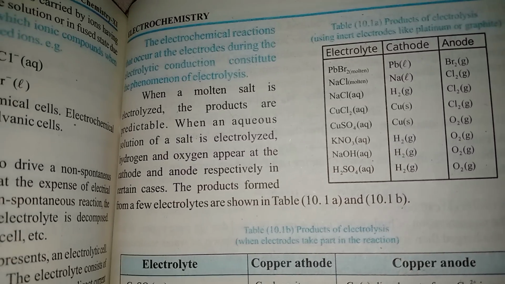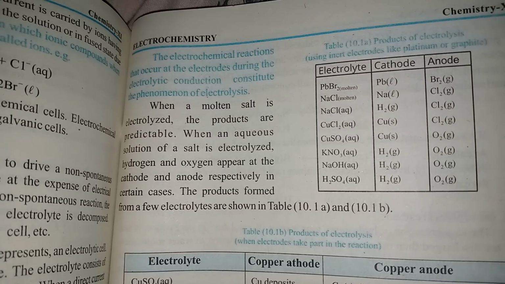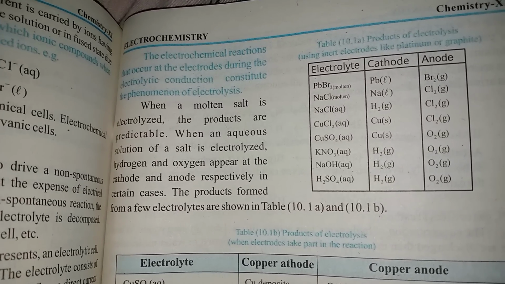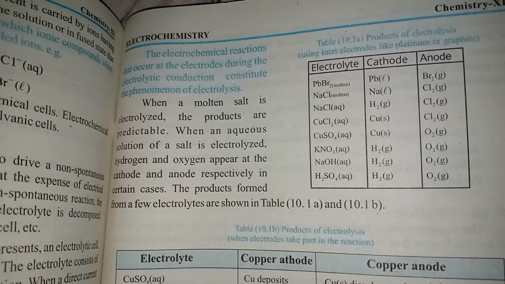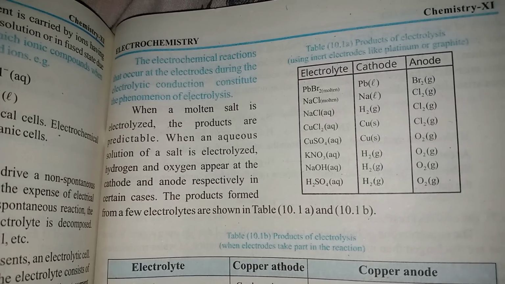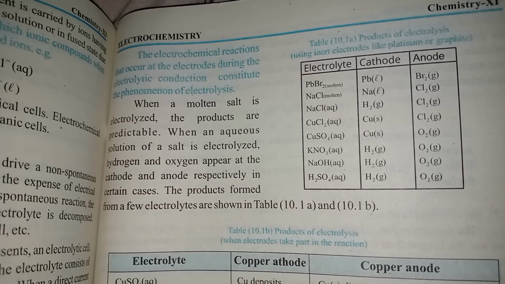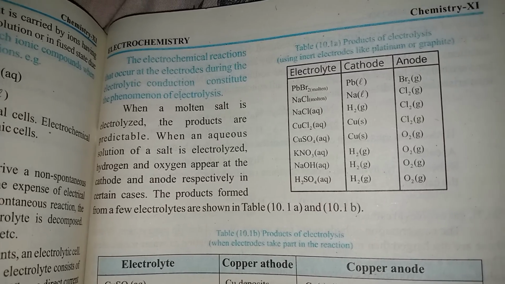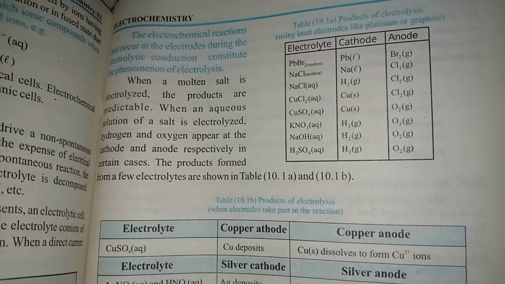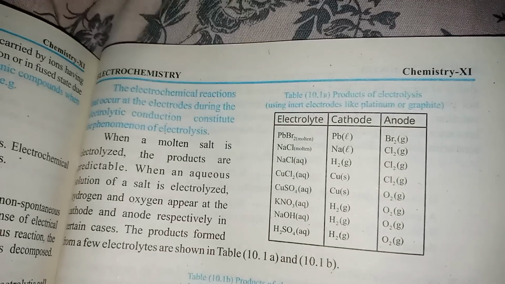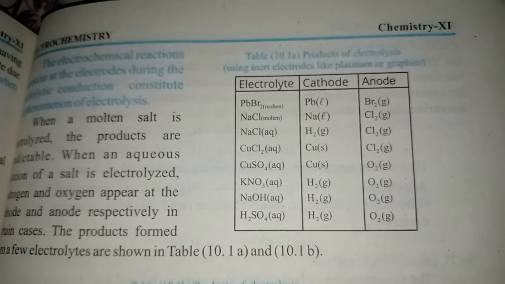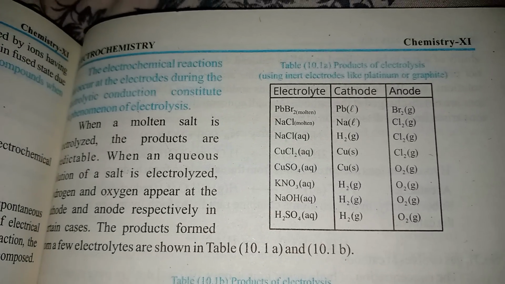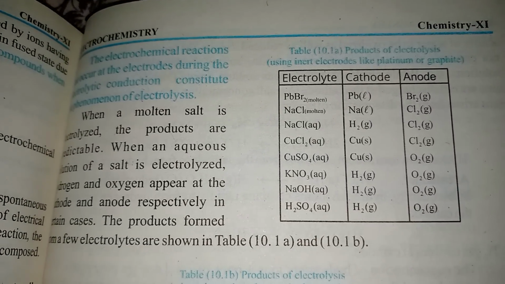When an aqueous solution of a salt is electrolyzed, hydrogen and oxygen appear at the cathode and anode respectively in certain cases. The products formed from a few electrolytes are shown in Table 10.1a and Table 10.1b. This is Table 10.1a. Products of electrolysis using inert electrodes like platinum or graphite.